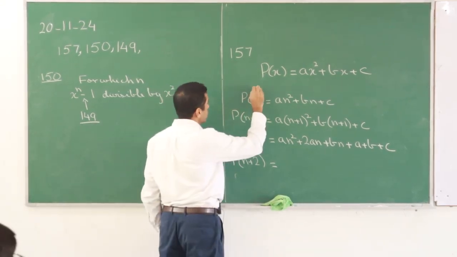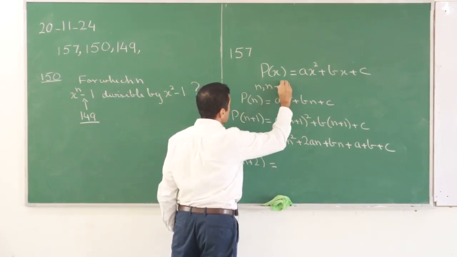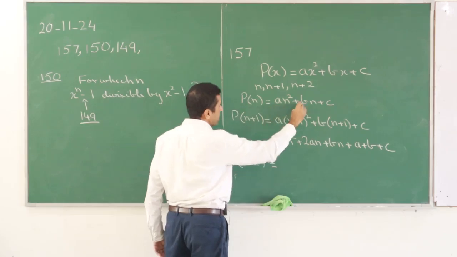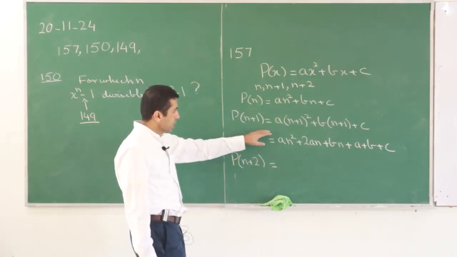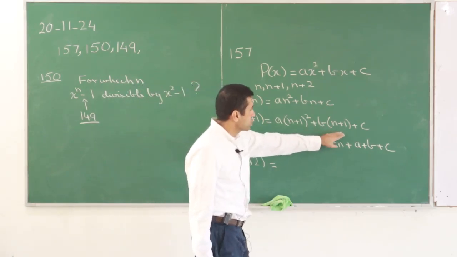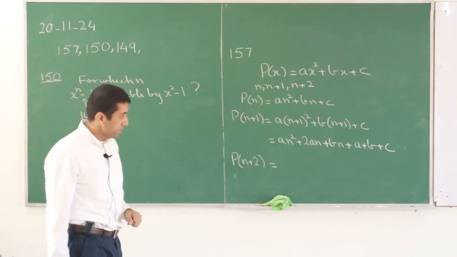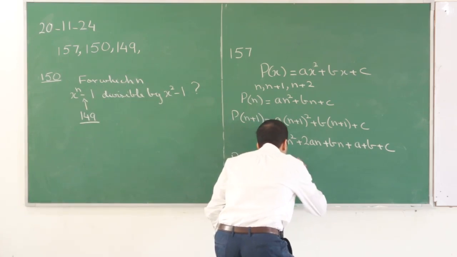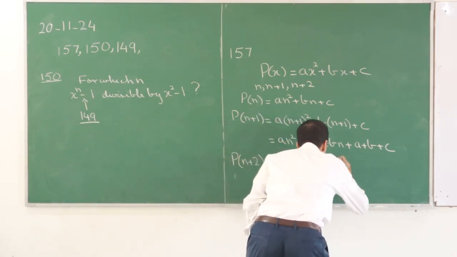Okay, we are going to try 3 values: n, n plus 1 and n plus 2. So p of n is equal to a n squared plus b n plus c. P of n plus 1 is equal to a times (n plus 1) whole squared plus b times (n plus 1) plus c. If you expand it, this is what you get.